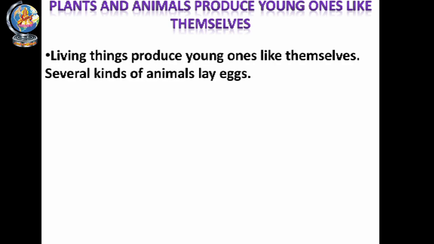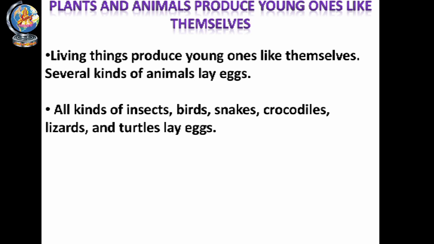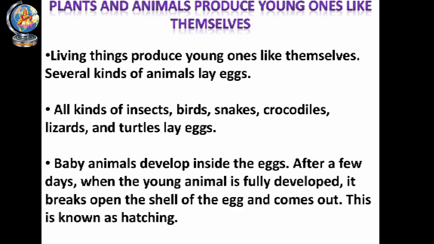Okay. Plants and animals produce young ones like themselves. In that topic we learned living things produce young ones like themselves. Several kinds of animals lay eggs, like birds, right? Insects, snakes, crocodiles, lizards and turtles lay eggs. And now this was important in the third part: the definition of hatching. In that we learned the baby animal develops inside the egg, and after a few days when that young animal is fully developed inside the egg, it breaks open the shell of the egg and comes out. This is known as hatching. I told you that this hatching definition is so important.